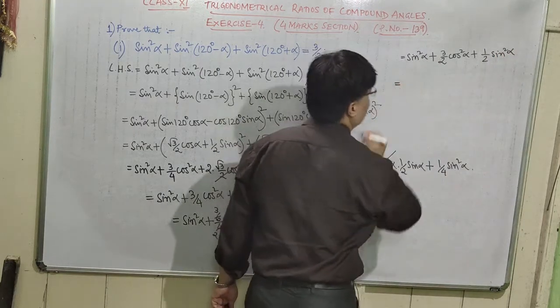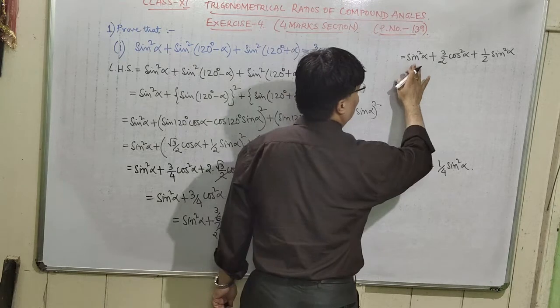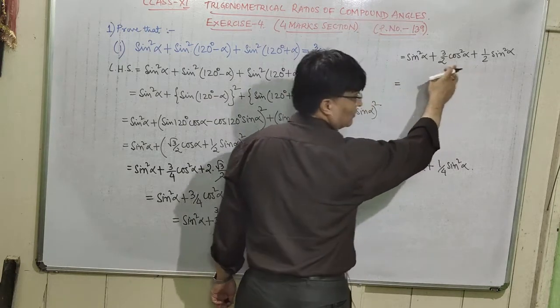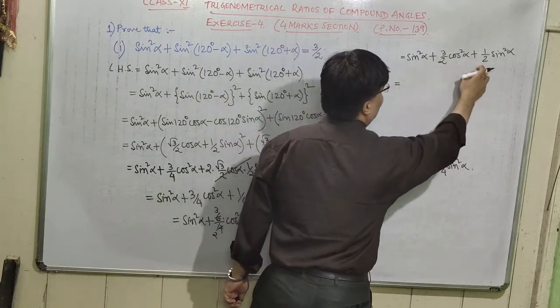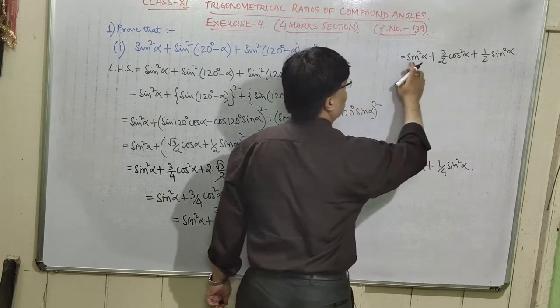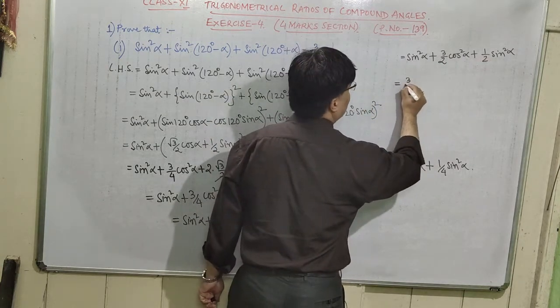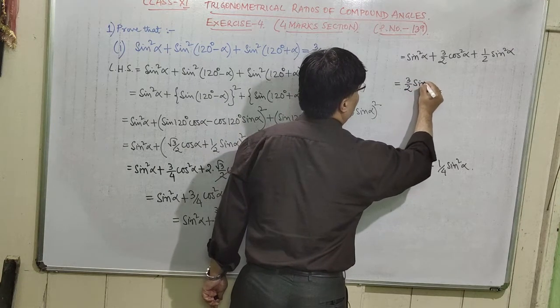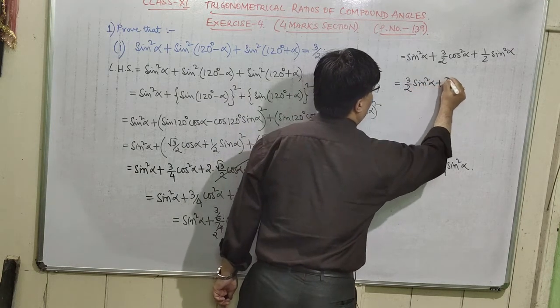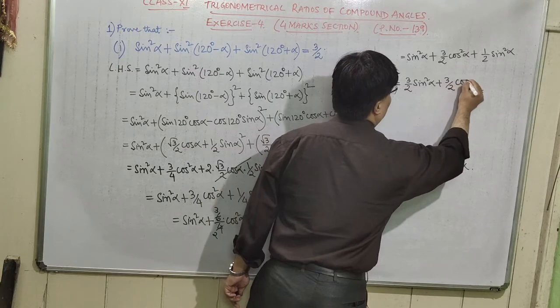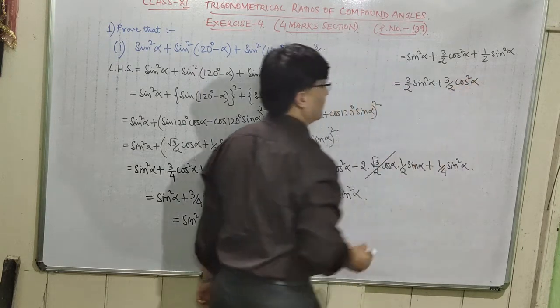Now let us simplify it. So again you can add first and third term. Sine square alpha plus half sine square alpha. 2 into sine square alpha is 2 sine square alpha plus sine square alpha. That is 3 by 2 sine square alpha. This is 3 by 2 sine square alpha plus 3 by 2 cos square alpha, right?